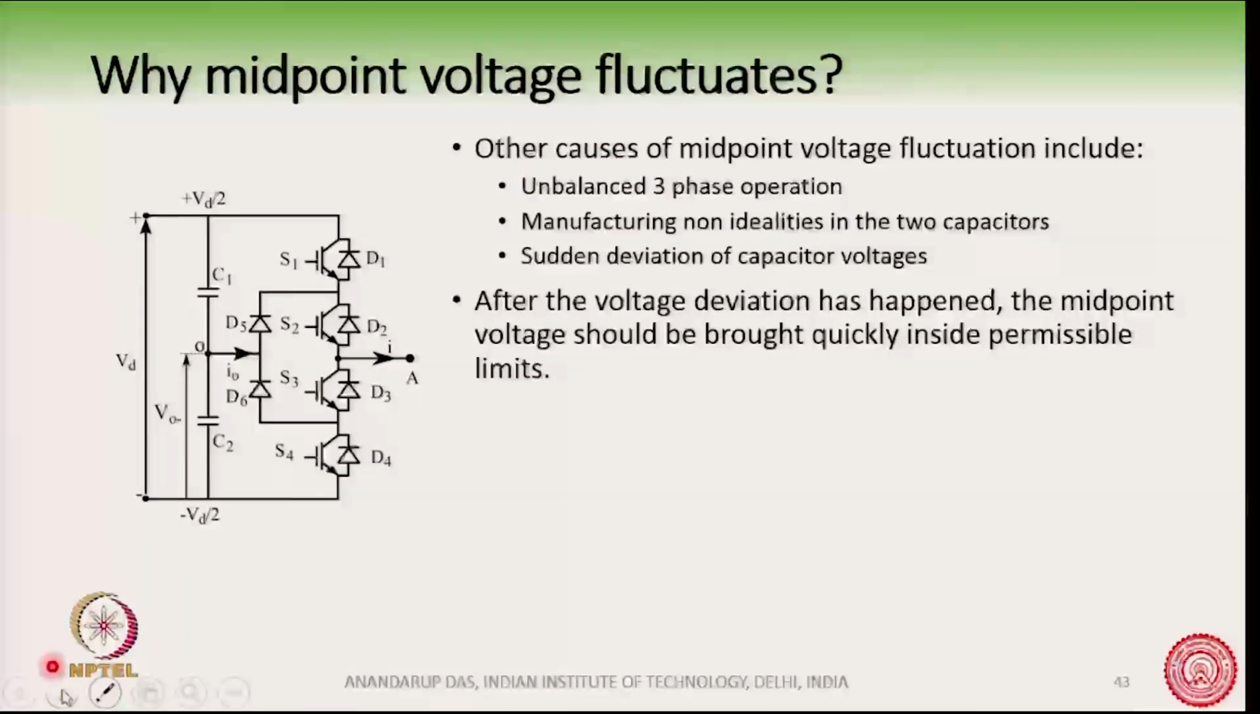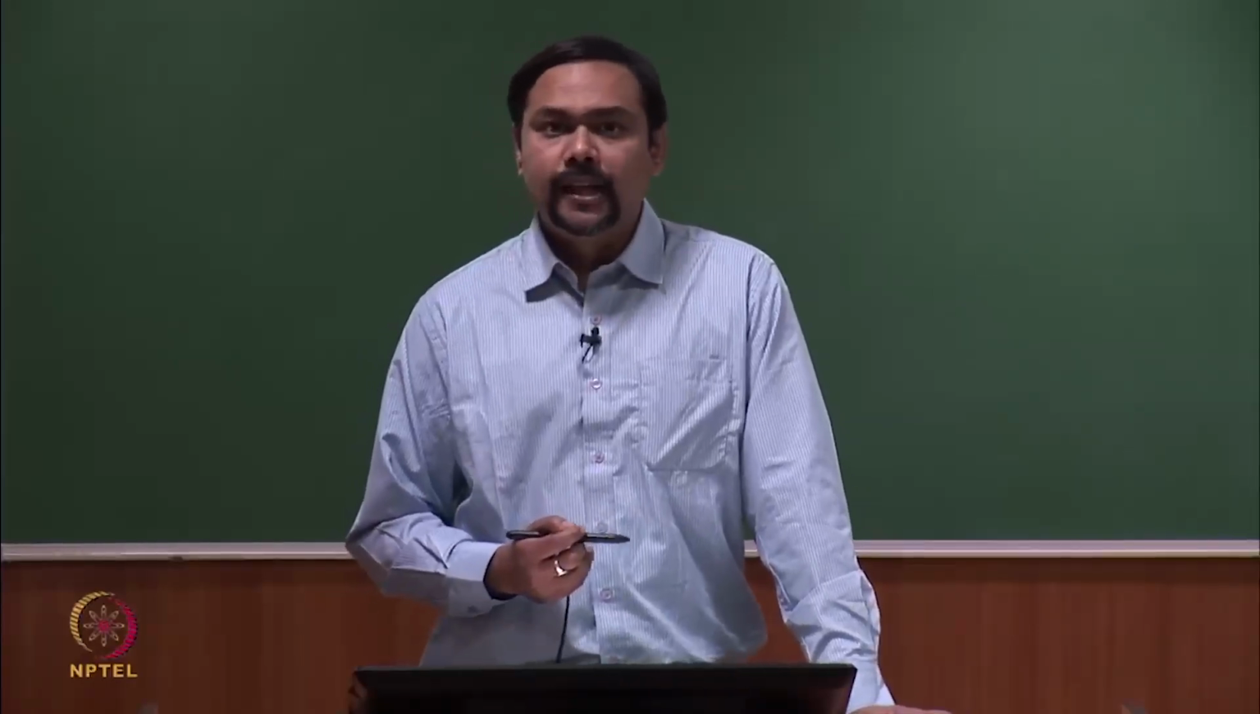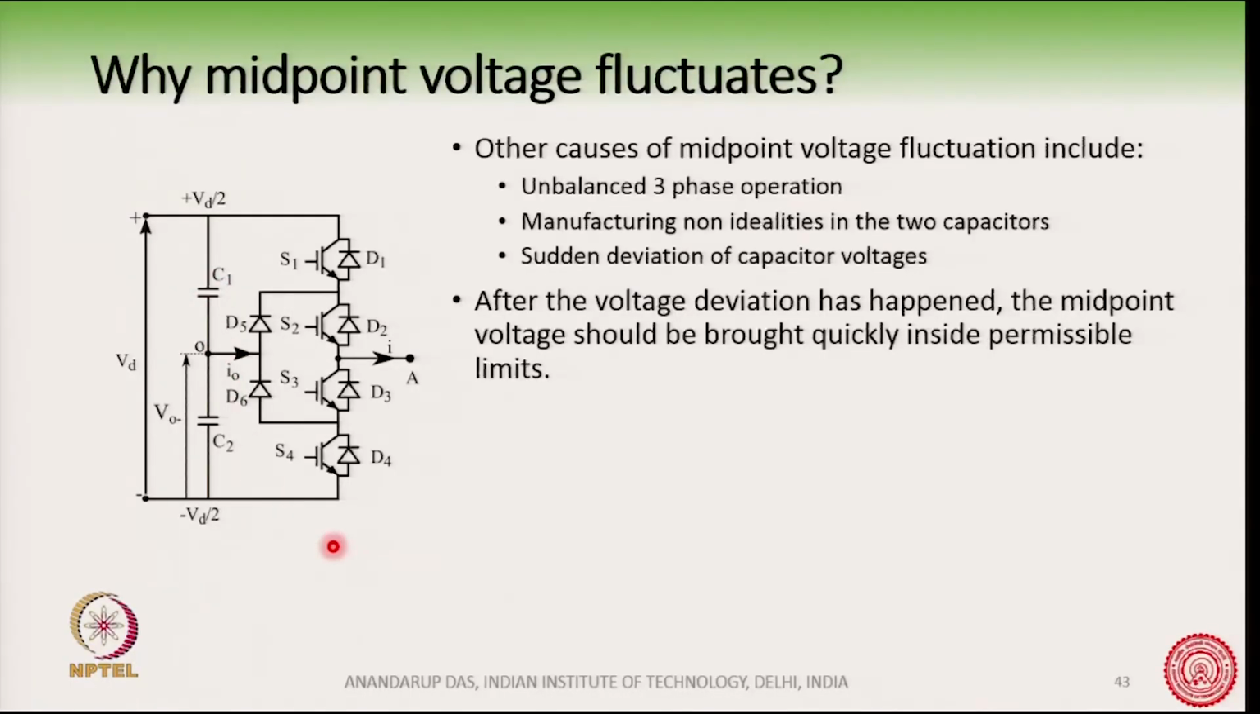Apart from that, we have to develop some switching strategies to compensate the midpoint voltage fluctuation. There are many reasons for midpoint voltage fluctuation. One, as we just explained, is that choosing switching states with multiplicities can cause the midpoint voltage to fluctuate. But unbalanced 3-phase operation can also cause it, and there may also be capacitor manufacturing tolerances, non-idealities in the capacitor, or a sudden deviation of capacitor voltage due to some unforeseen circumstances. If those things happen, the midpoint voltage may suddenly go away from the 0 potential which we had throughout assumed.